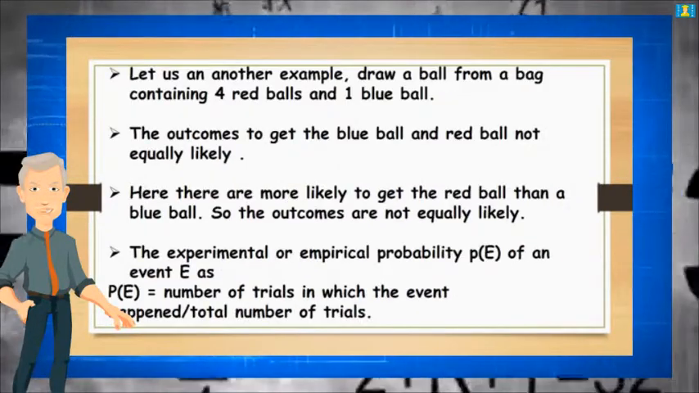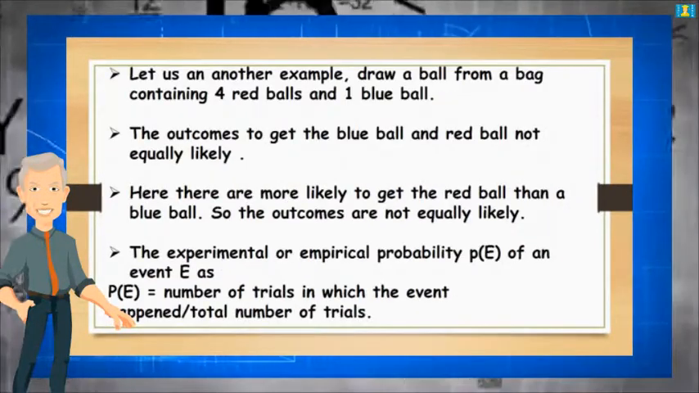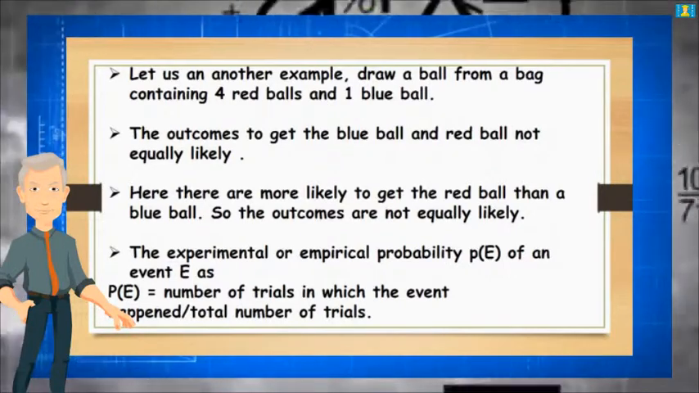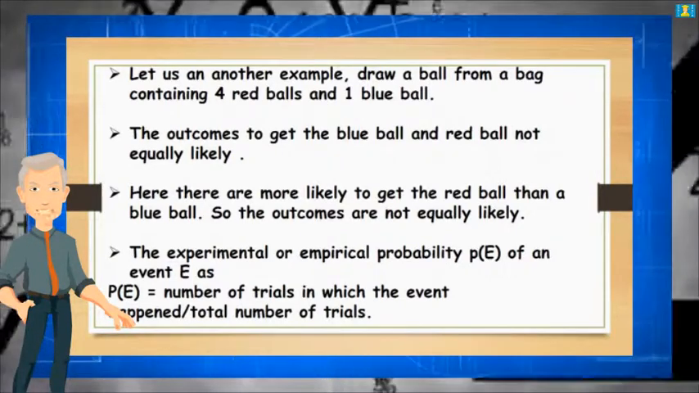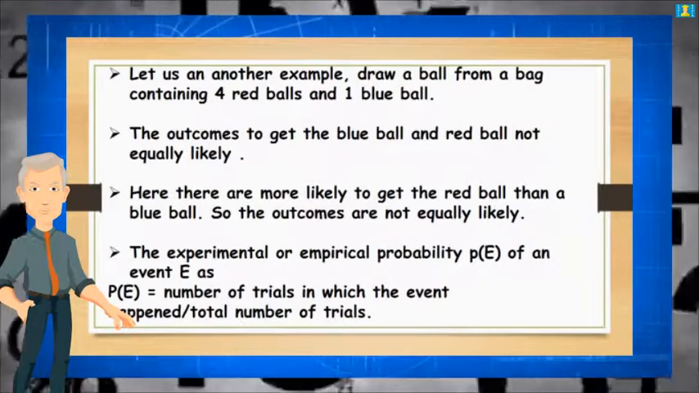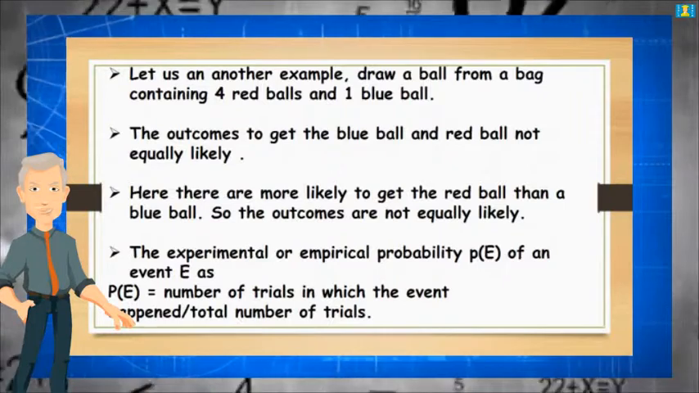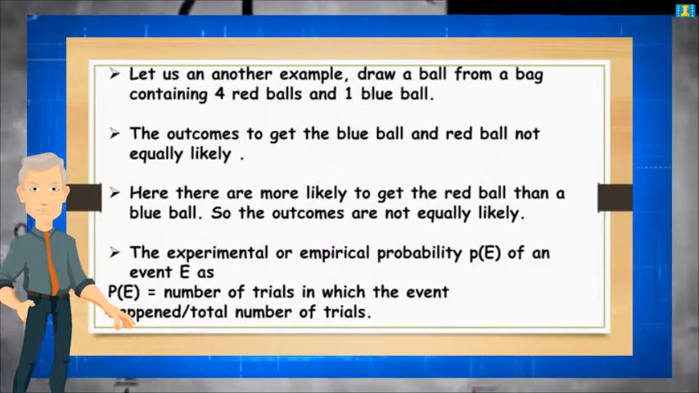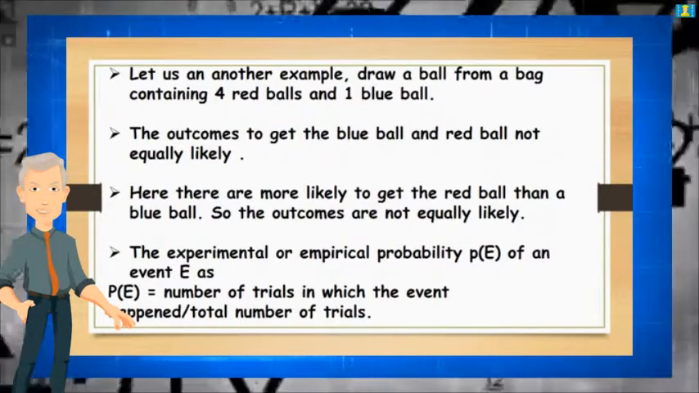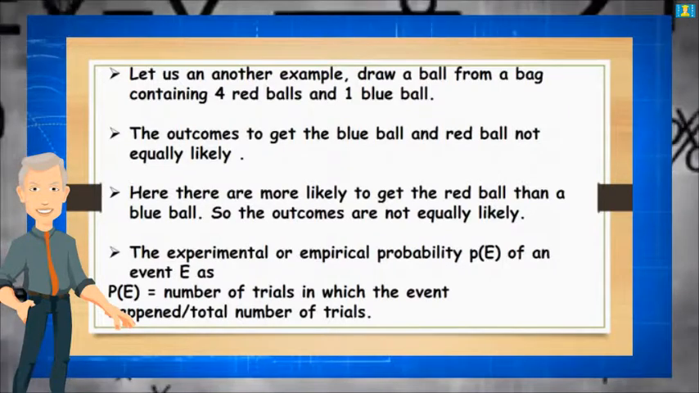Let us see another example. Draw a ball from a bag containing 4 red balls and 1 blue ball. The outcomes of getting the blue ball and the red ball are not equally likely. Here, we are more likely to get the red ball than a blue ball. So, the outcomes are not equally likely.